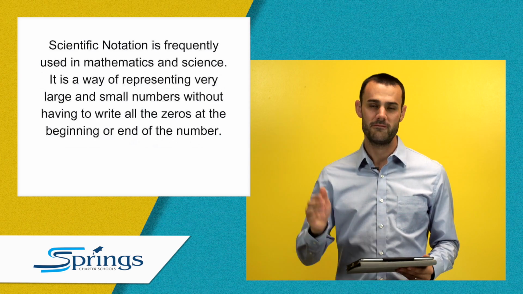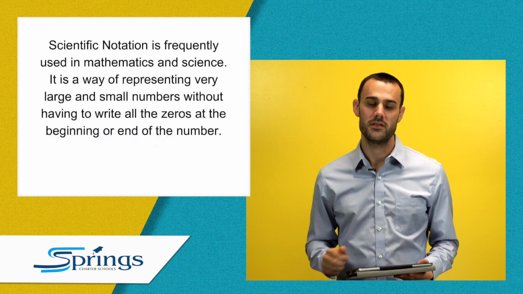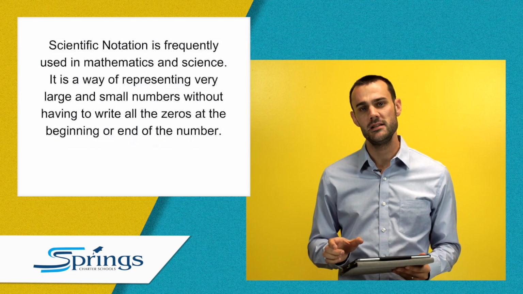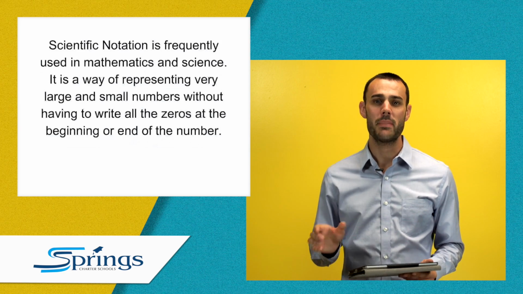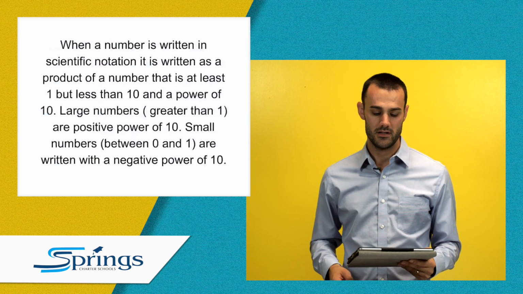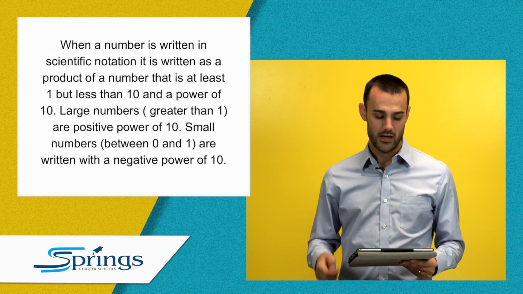It's a way of representing very large and very small numbers without having to write all those zeros on the end of that number. Okay? So basically it takes big and small numbers and makes it easy to understand in a small and compact way. When a number is written in scientific notation, it is written as a product of a number that is at least 1 but less than 10, and a power of 10.